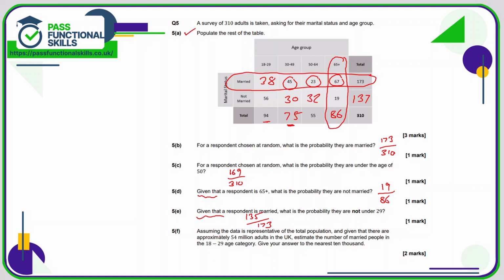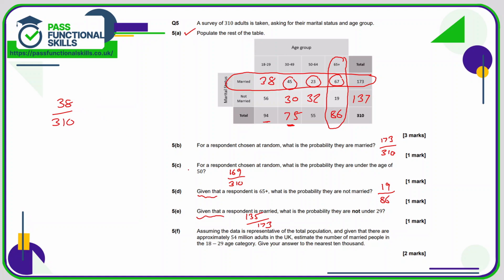Okay, so assuming the data is representative of the total population, and given that there are approximately 54 million adults in the UK, estimate the number of married people in the 18 to 29 age category. Okay, so married in the 18 to 29 age category is 38 out of a total of 310. So what we need to do is work out 38 310ths of the population of the UK. So we're assuming that the UK has a similar proportion as this survey.